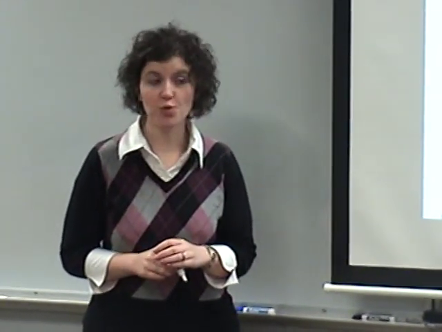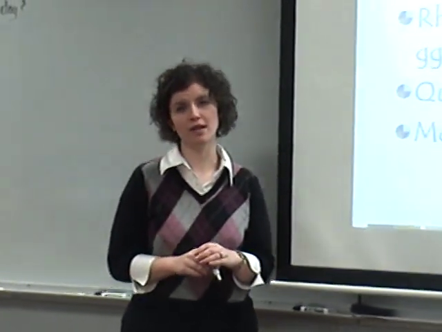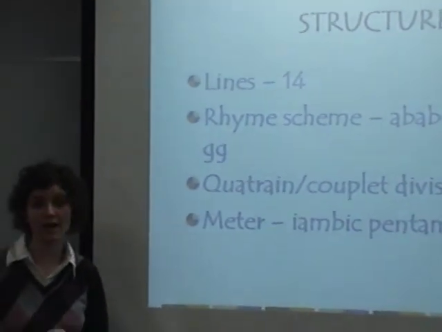So the best way to approach a Shakespearean sonnet is to look at its structure. There's 4 steps that you can take. But before you can start analyzing a Shakespearean sonnet, you should probably prove that it is one. So the first thing you should do is look at the lines. Every Shakespearean sonnet has 14.